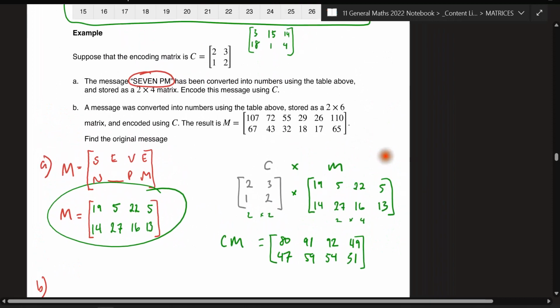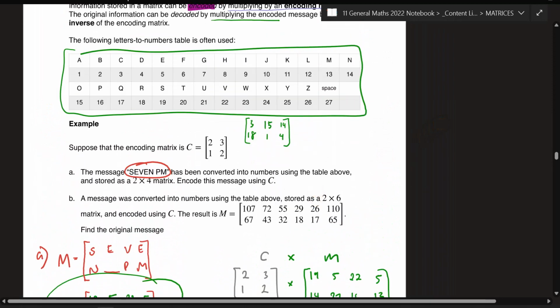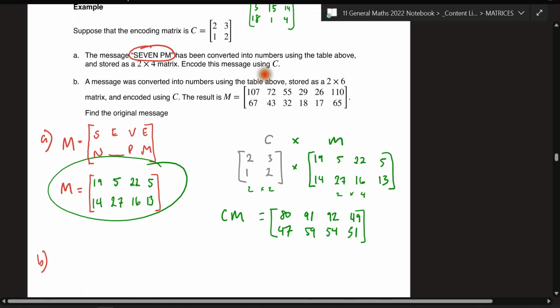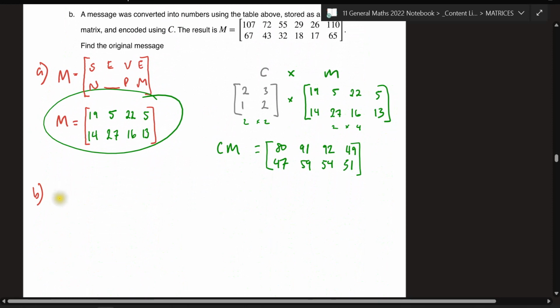So what you have to do, as I mentioned before: to encode a message, we get this matrix and you multiply it with that matrix. That means to decode a matrix, all you've got to do is get the inverse of this matrix and multiply it with the matrix that's been encoded. So let's put that into practice. If the coding matrix is C, like I said before, all you've got to do is find its inverse and multiply it with the coded message. In this case, it's just M, so we'll just call that M.